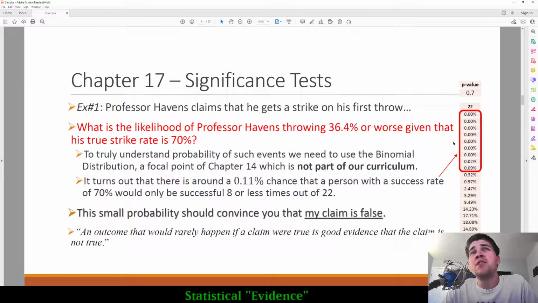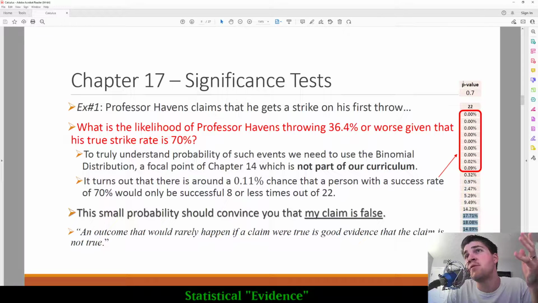In this case, we can use binomial distribution math to actually calculate the probability that Professor Havens would do this badly, 8 out of 22 strikes, if he actually had a strike rate of 70%. And all of this math was in chapter 13, I believe, which is not part of our curriculum, and we're skipping over it entirely. So these numbers won't make sense as to why they're true. But essentially, I graphed out the probability that Professor Havens threw no strikes out of 22, 1 strike out of 22, 2 strikes out of 22, and so forth, all the way up to, let's say, throwing 22 out of 22 strikes, which is also unlikely.